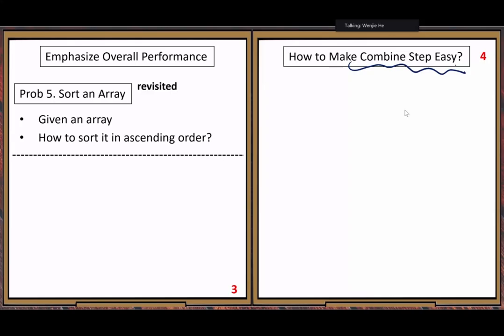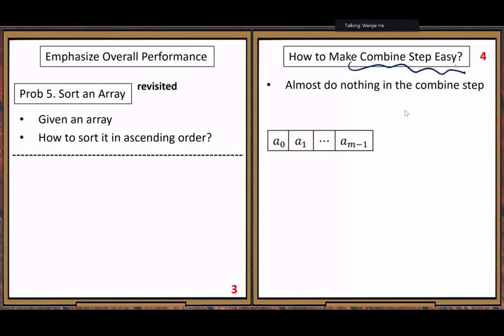We do not need to do anything. We just put them together. That's the easiest way, right? Put them together, and it's done. So that's what we want to have. We want to understand that data, so that we almost do nothing in the combine step. Put them together, then you're done. That's what we want.